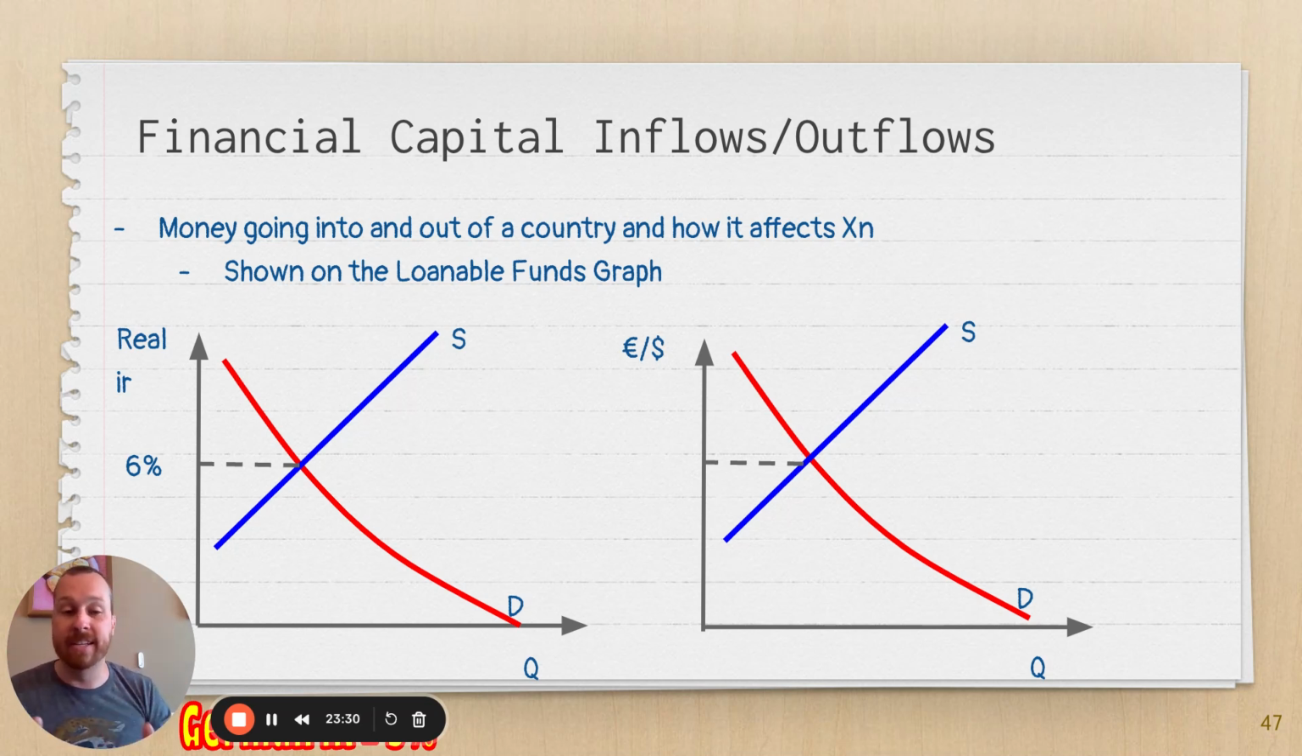So in this case, I said we have a negative output gap. We increase spending. Spending shifts the demand for loanable funds to the right. That's going to increase interest rates.